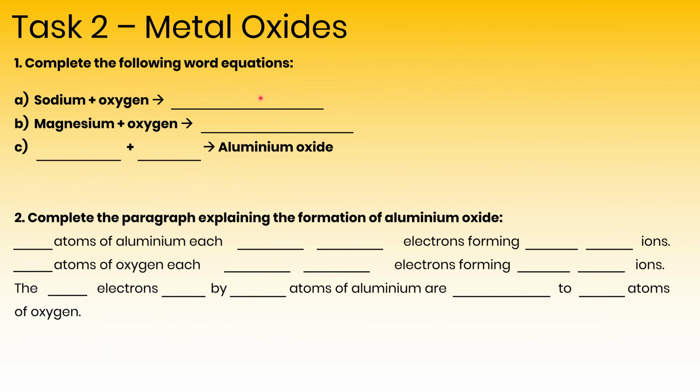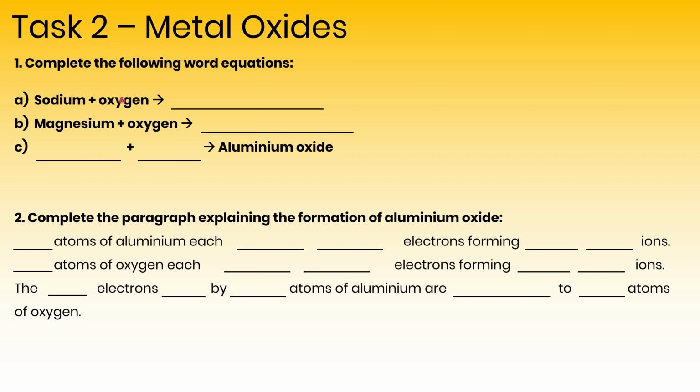Now I want you guys to have a go at task 2 on metal oxides. The first thing you need to do is complete these word equations by filling in the gaps. The second thing you need to do is explain the formation of aluminium oxide as I did in the previous slide. Pause the video here, then come back for the answers.